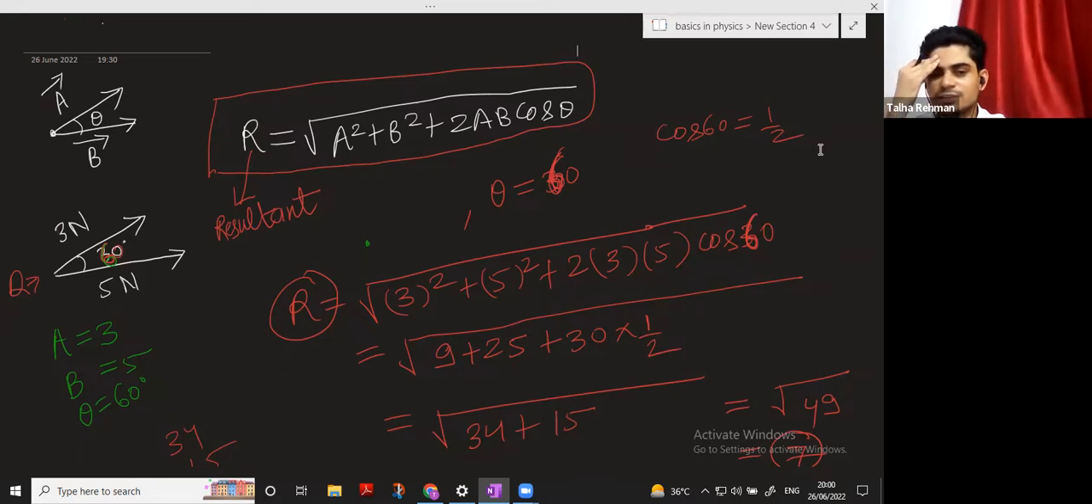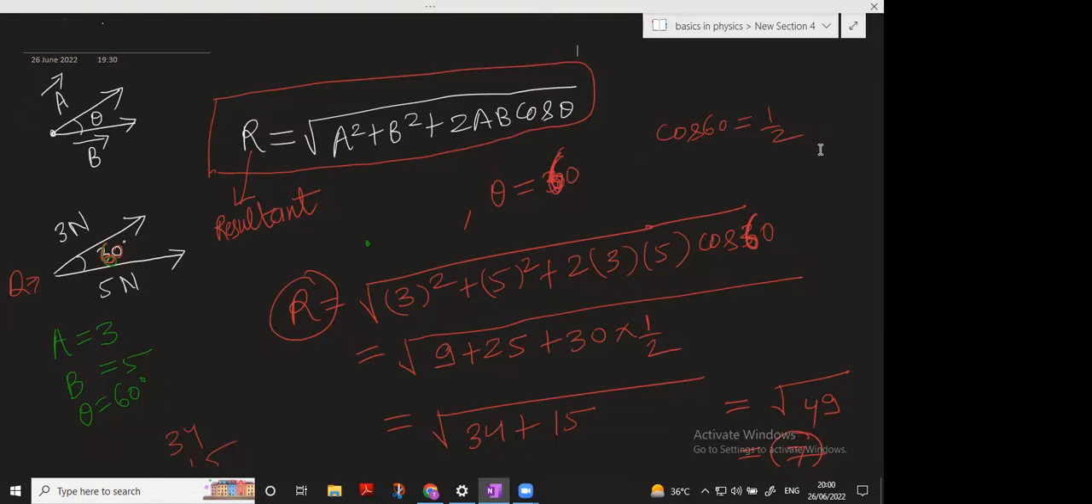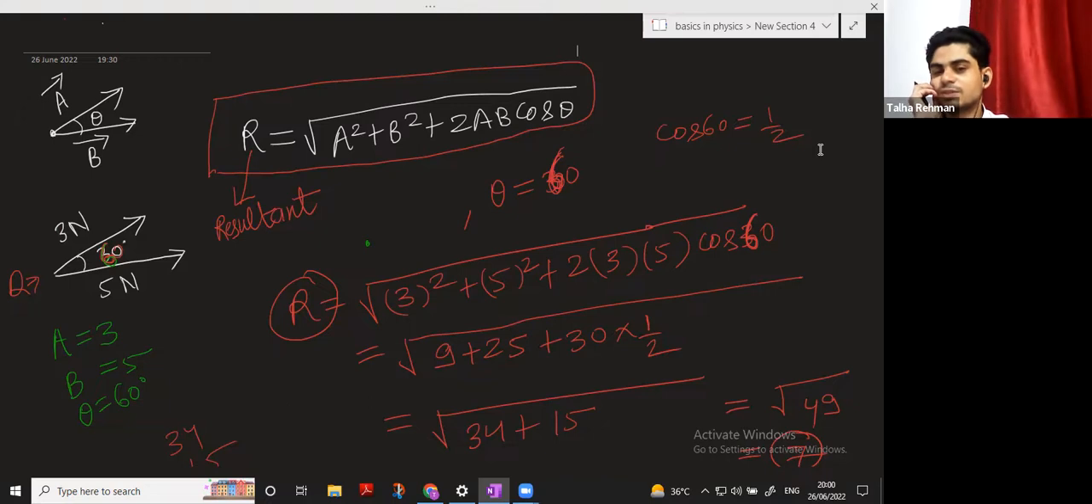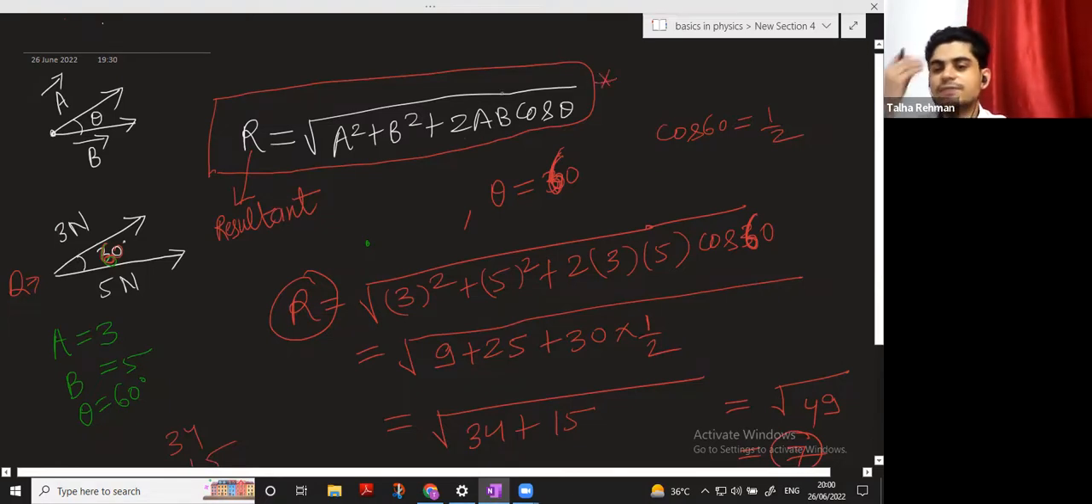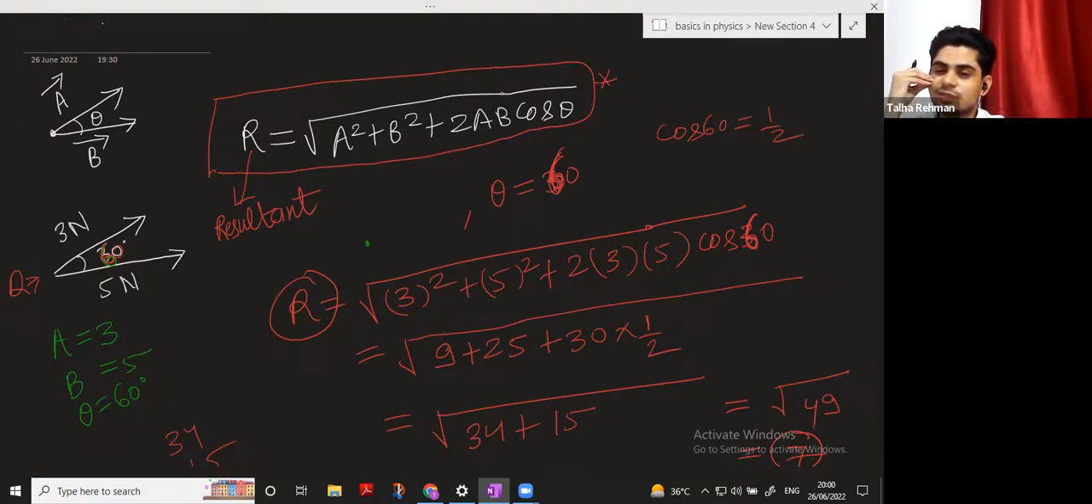So today we have just completed some basic concepts of vectors, and the time has completed. I have told you this formula, and before that I told you how vectors look like. Vectors are arrows, and arrows tell the direction, and vectors have length also.